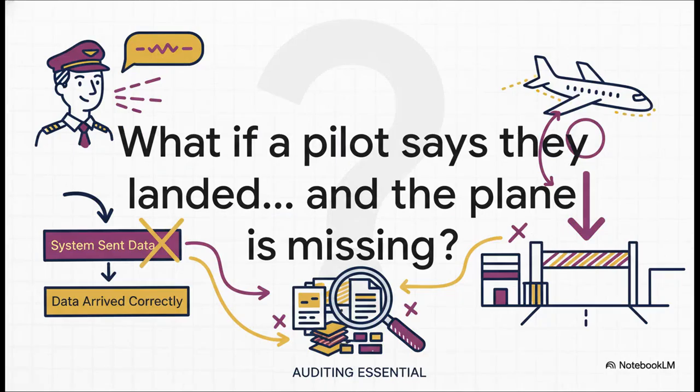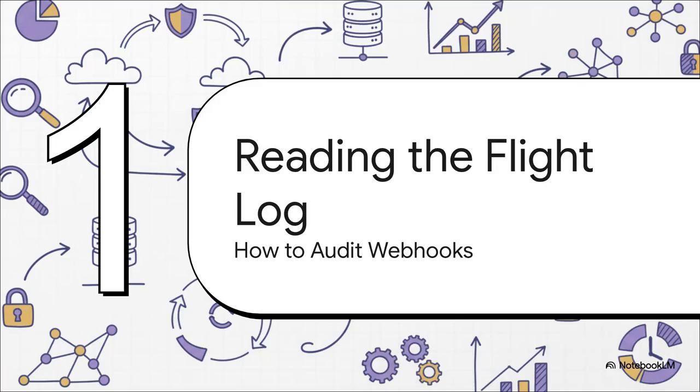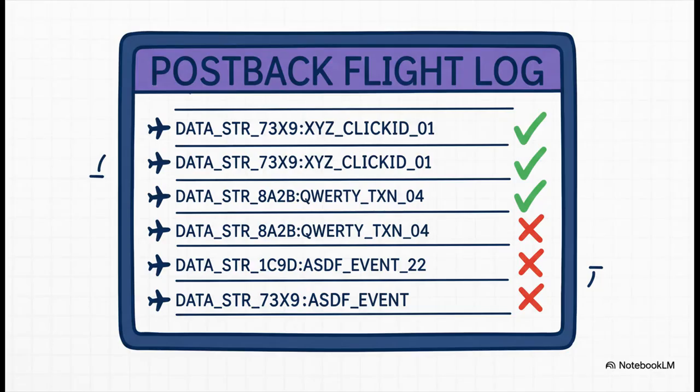But, and this is a big but, what happens if a system tells you it sent the data, but for some reason it never actually arrived correctly? The pilot made the call, but you look out at the gate and the plane is nowhere to be seen. This is where auditing becomes absolutely essential. See, you can't just take their word for it. You have to check the logs yourself. You've got to actively audit your incoming webhooks to make sure every expected signal, every landing, was properly received and processed by your system.